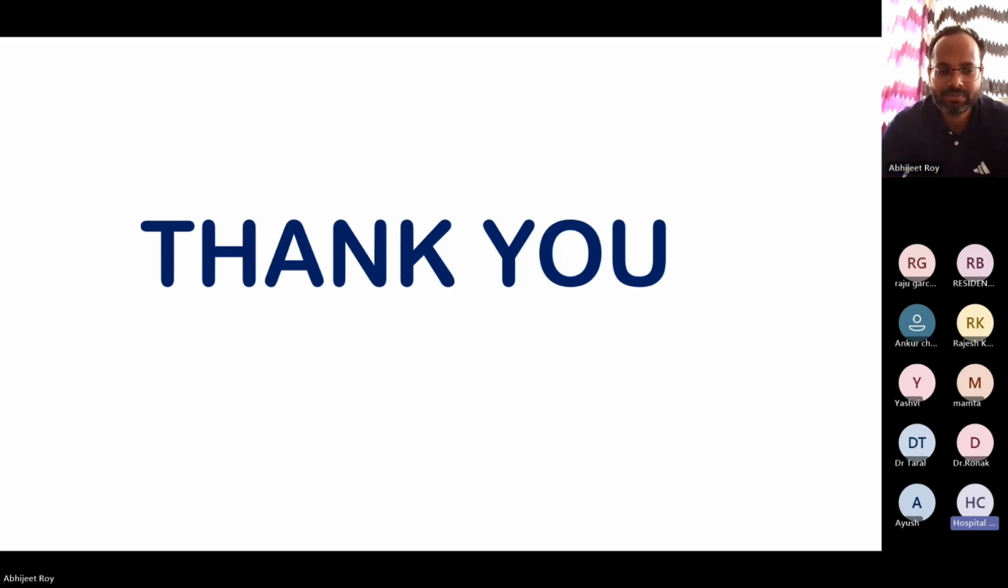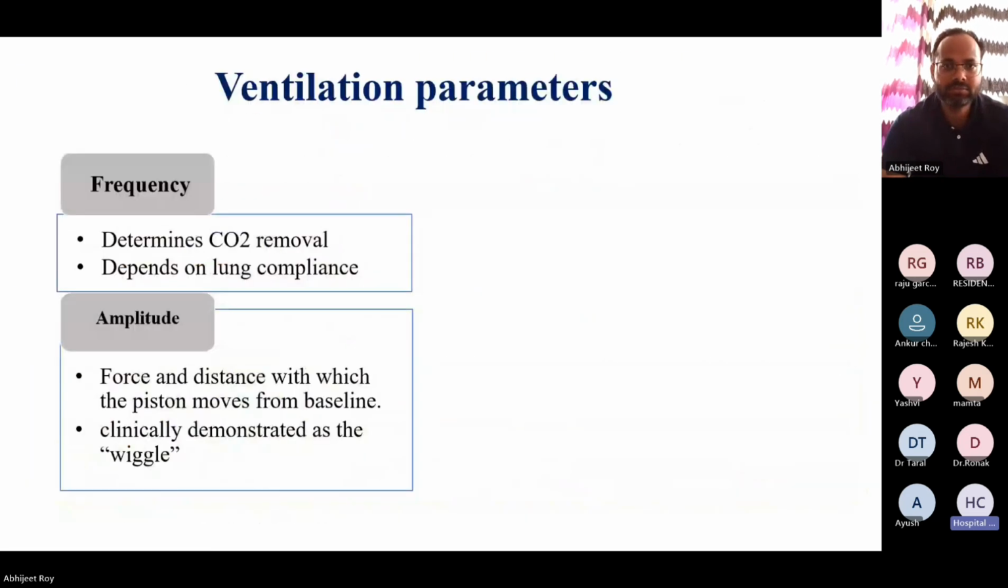Since there are many MD residents attending the session, I'll just summarize what sir has told. So basically, how is high frequency ventilation different from conventional ventilation? First of all, in conventional ventilation we use physiological rates, somewhere around 40 to 60 breaths per minute for a baby. But when it comes to high frequency ventilation, the rates are very high.